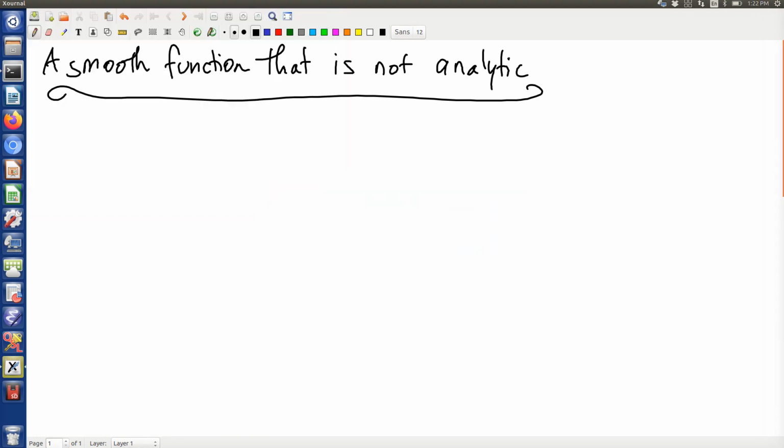In this video, I'm going to show you a function that is a smooth function, but it's not an analytic function, which means it's not equal to its power series. So, definition here.